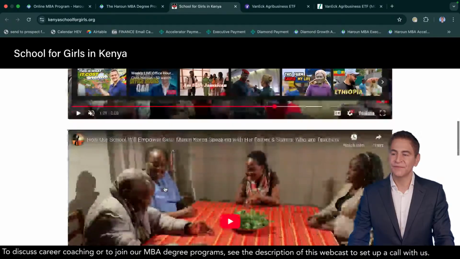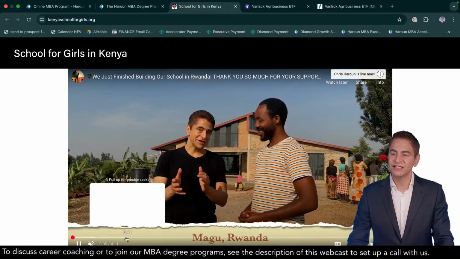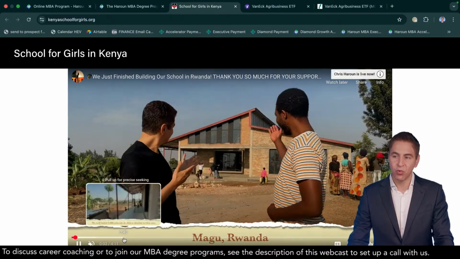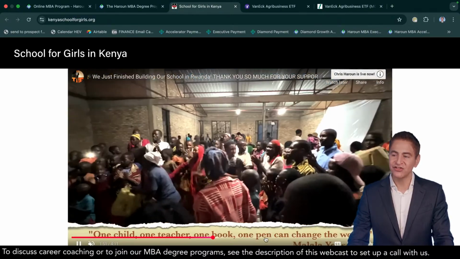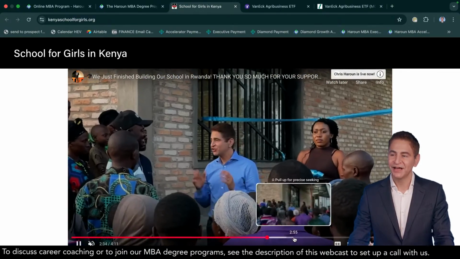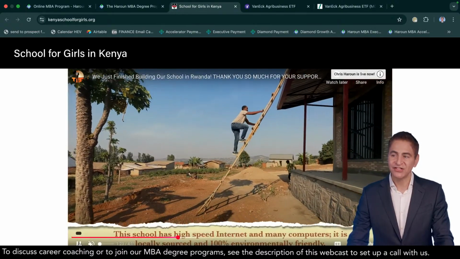And then a couple years ago, I finished a school. I paid for this from the profits from my course in Rwanda with my students. Now, my goal is to build 1,000 of these. This is with the Minister of Education cutting the ribbon. I'm going to build 1,000 of these things.